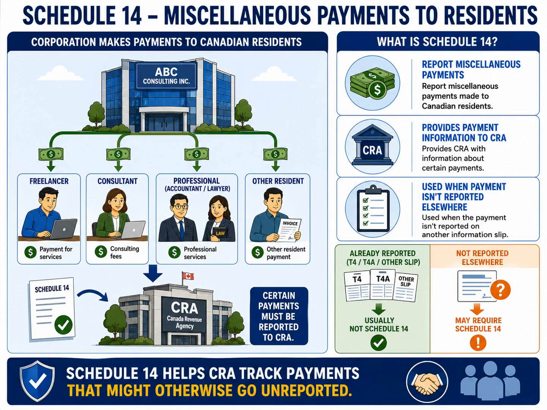Schedule 14 is used to report certain miscellaneous payments made by a corporation to Canadian residents. Its purpose is to provide the Canada Revenue Agency with information about payments that may not be reported through other standard information slips. Think of a corporation making payments to different types of people.